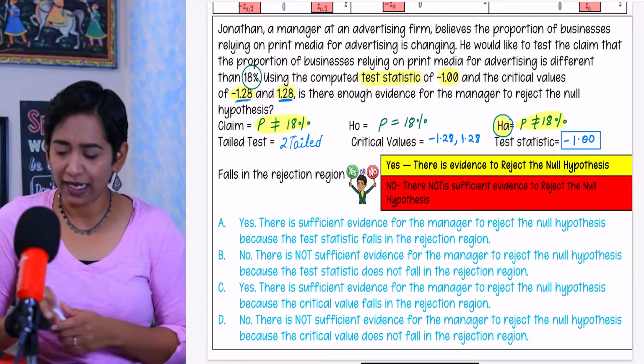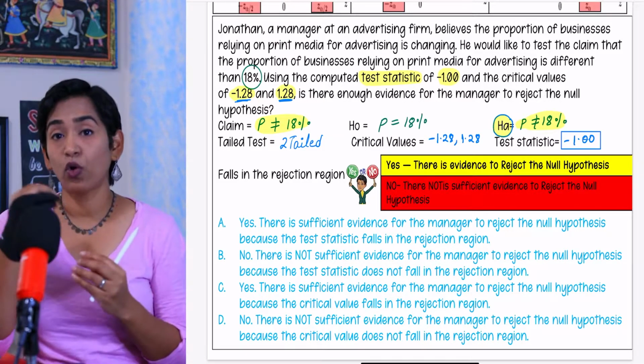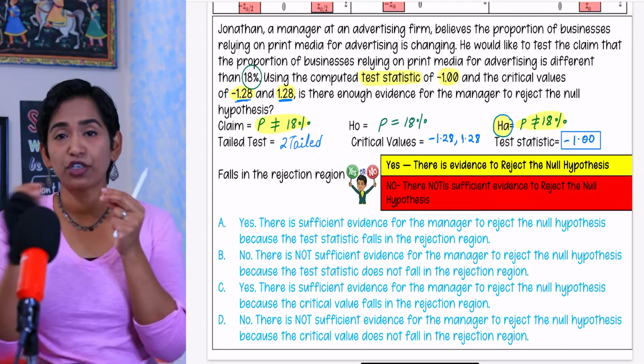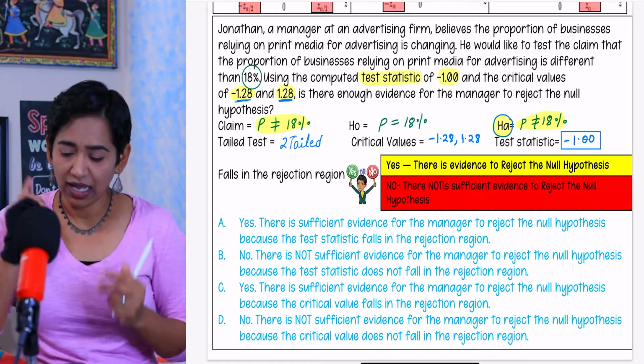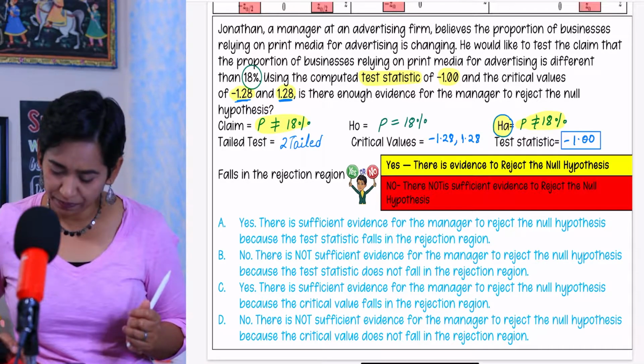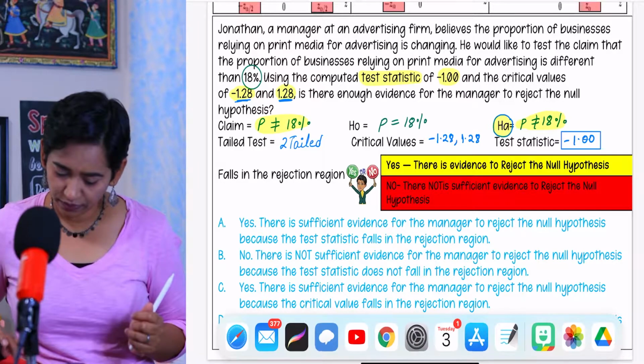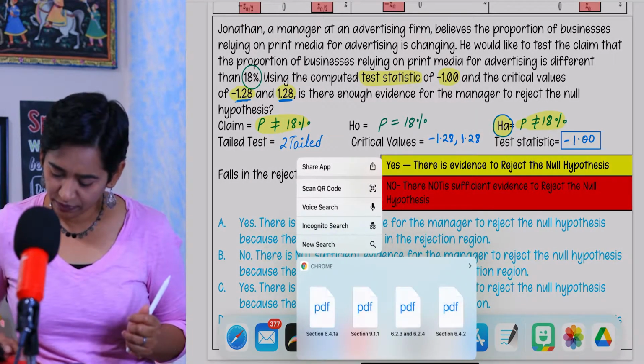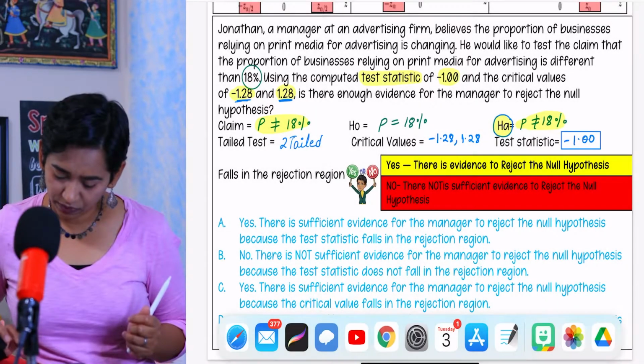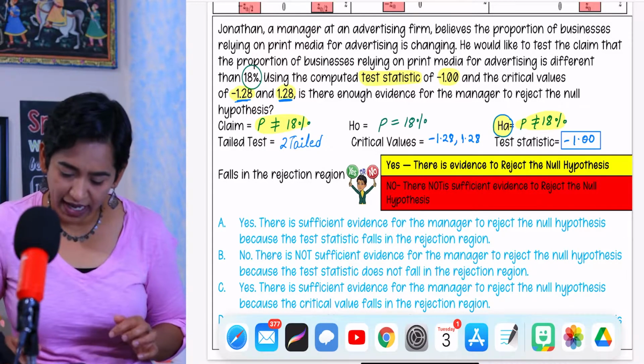So let's go ahead. I'm going to open up your homework problem so I can show you how to move things around and then we'll work it from there. Okay, so here I have it.